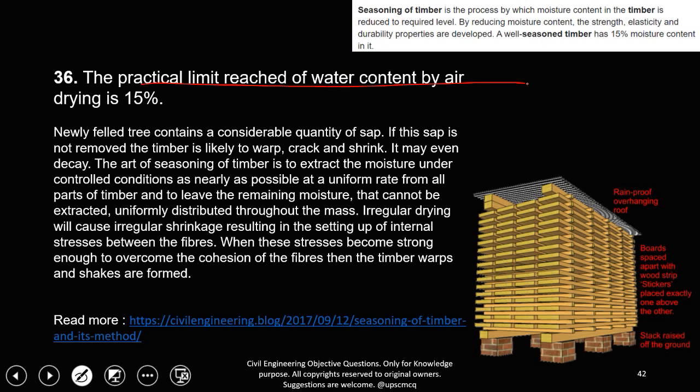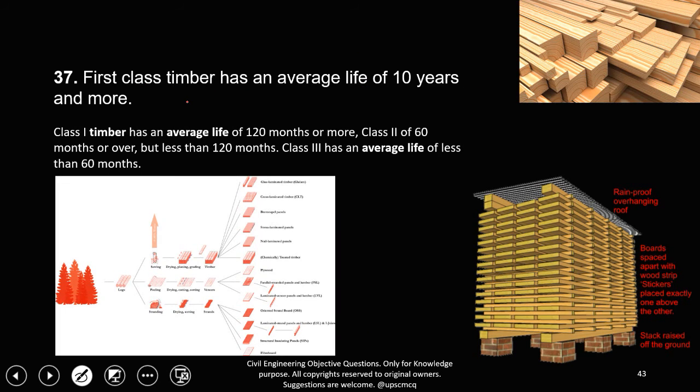The practical limit of water content by air drying is 15%. The first class timber has an average life of 10 years and more. Class 2 is usually 60 months or 5 years, and less than 10 years. Sorry, I beg your pardon, 60 months or 5 years, and less than 10 years. And if the average life is less than 5 years, it is class 3.